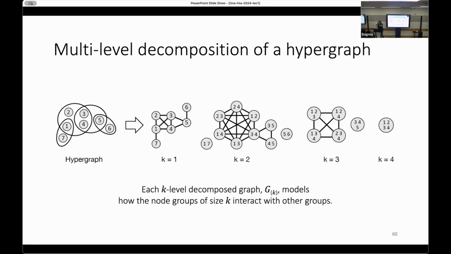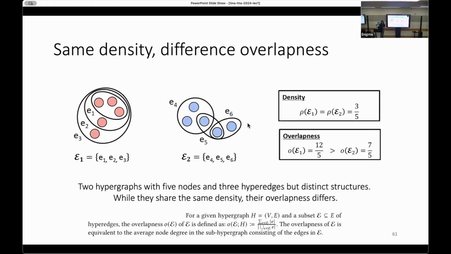And then obviously, similar to the K-core decomposition, you can also decompose your hypergraph where you're looking at it at K equal 1, K equal 2, so on and so forth, where you are breaking the relationships down. So here, K equal 2, this hyper edge 1, 2, 3, 4, now you have 1, 4, 2, 3, 2, 4, and so on. Of course you can have the same density and different overlapness, and so you should look at more than density. Again, I feel like I'm preaching to the choir here.